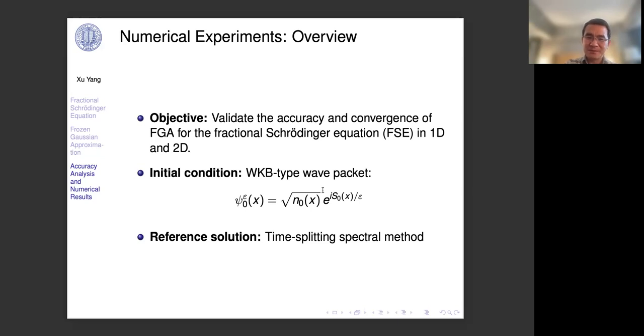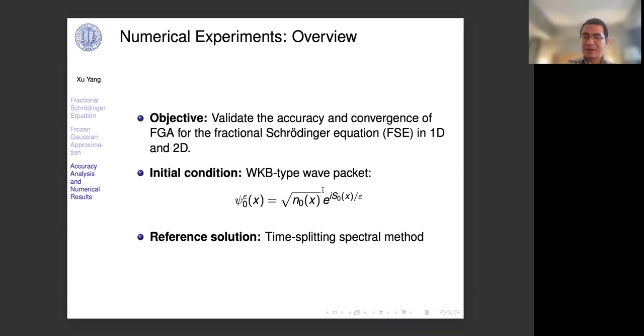So we did the standard setup. We consider the fractional Schrödinger equation in both the one-dimensional and two-dimensional cases. We consider this WKB type initial wave packet. And apparently, it's not easy to find an analytical solution for this fractional Schrödinger equation as a reference solution.